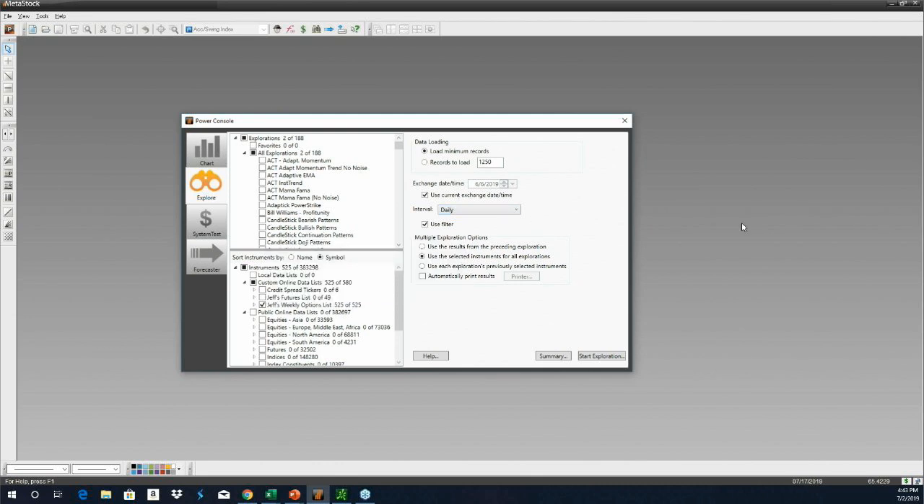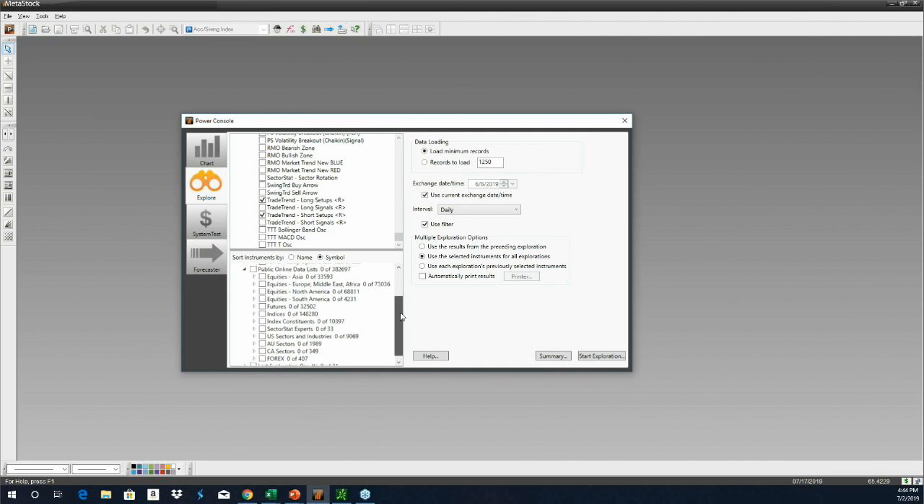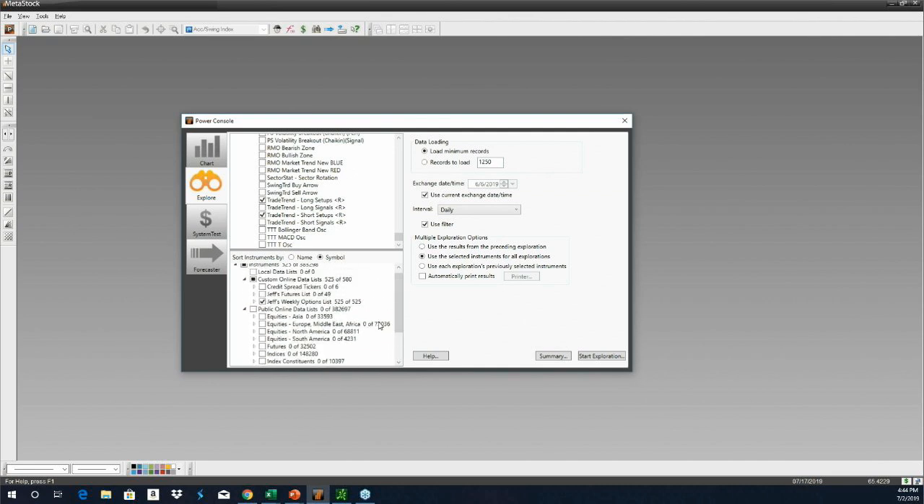Okay, so we're going to use the Explore tab, and we're going to make sure that we have our TradeTrend long and short setup selected in the upper left dialog box. And then in the lower left box, you can see that we have all kinds of opportunities to screen for trades in select markets. So everything from Forex, futures, equities in different countries, which is another huge benefit of Metastock, being able to find trades in markets outside of the US. We have a lot of members who use TradeTrend to trade international markets.